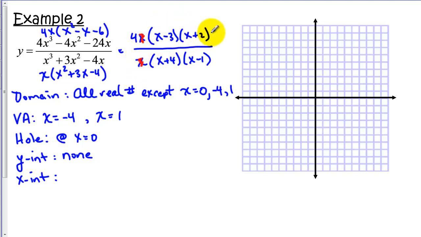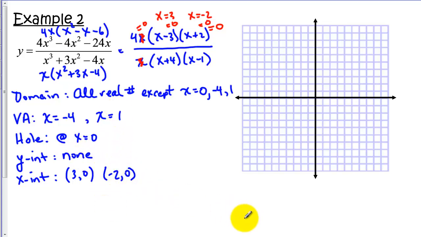So remember, to find numerator equal to 0, we're setting that entire numerator equal to 0. So using the zero product property, we would set each factor equal to 0. Here there's no solution. Here we get x equals 3, and here we get x equals -2. So our x-intercepts are at (3, 0) and at (-2, 0).